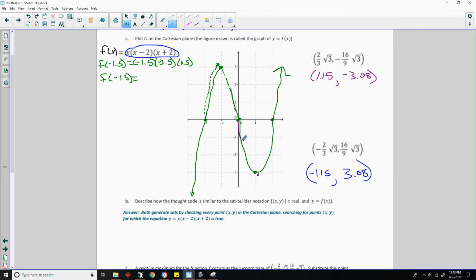So again, our graph did not turn here. It continued down to this point and then turned up, like so. So the purple here would be more accurate than the green was. We didn't get to our minimum. Our relative minimum was right here. Okay.